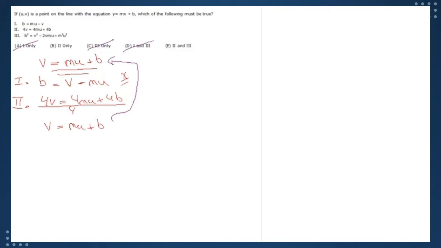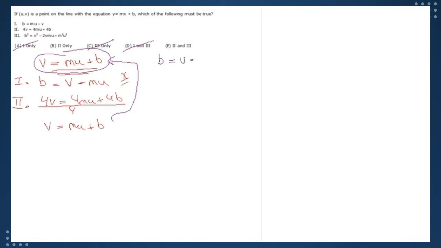So the last thing we have is b squared equals v squared minus 2vmu plus m squared u squared. What I would do here is get b isolated from our original equation, which is this. And actually, did I just lie there? No, that is our original equation. So we would have b equals mu minus v. Or excuse me, v minus mu. Almost got that wrong. That would have been bad.